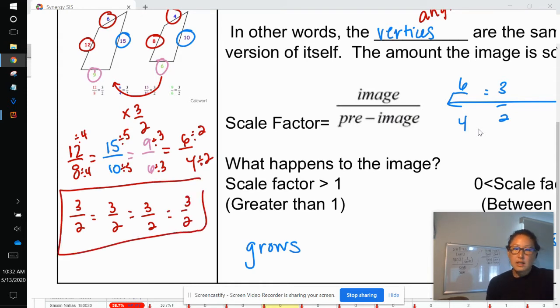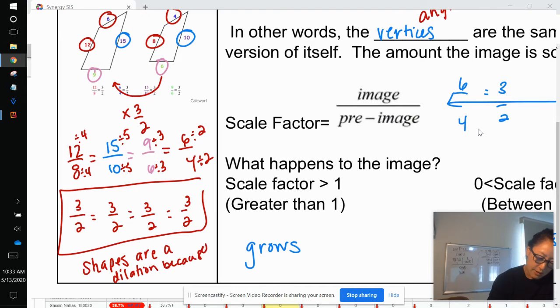So these two shapes are proportional, or they are a dilation of one another. Or we would say the shapes are a dilation because the scale factor is the same for the sides.